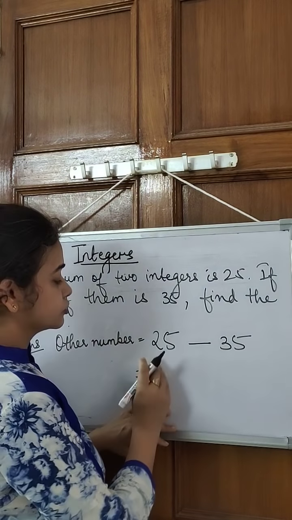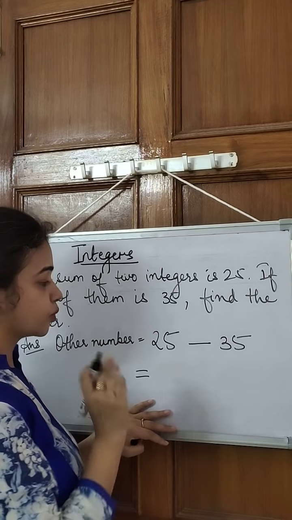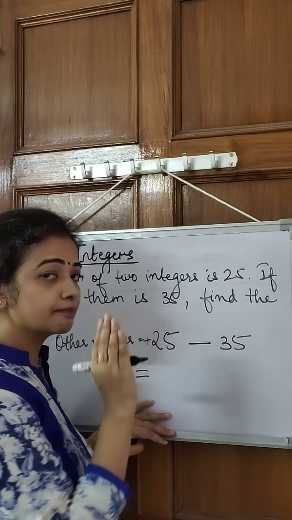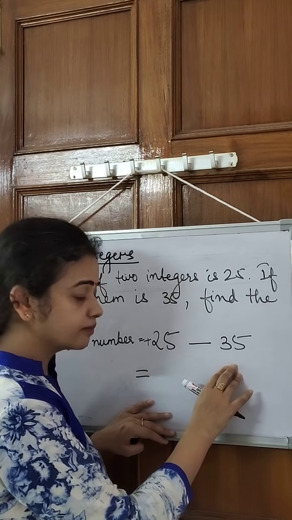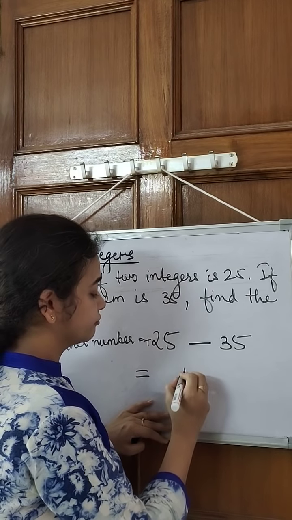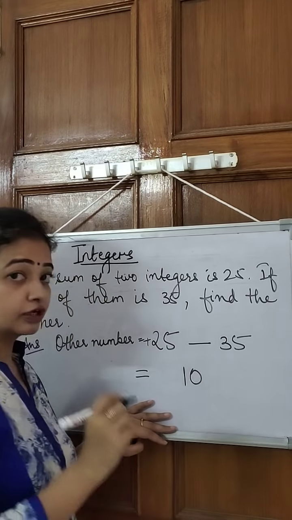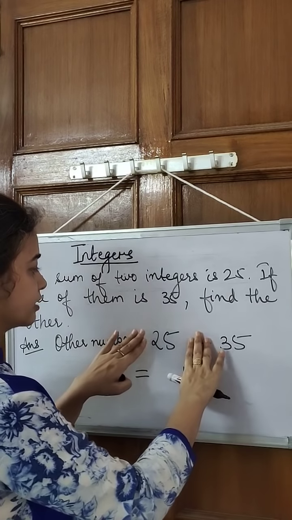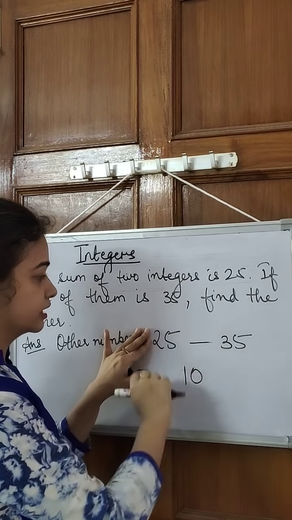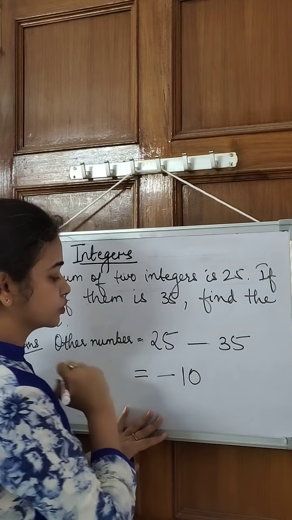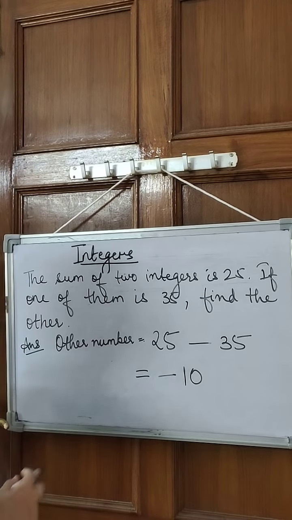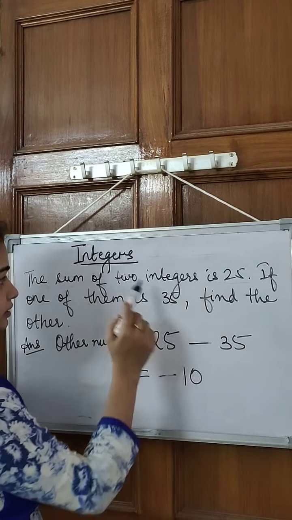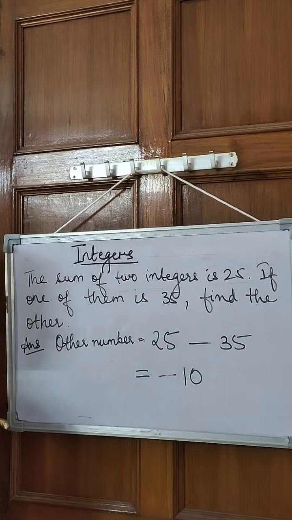So when I subtract these two, we'll use the concept of integers. Plus minus is minus. So we'll subtract these two numbers. 35 and 25, the answer is 10. Now put the sign of the bigger number. If I see only the numbers, which is bigger? 35 is bigger, and a minus sign is with it. So we'll put a minus sign. So the other number is minus 10.